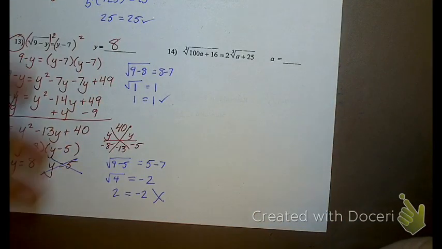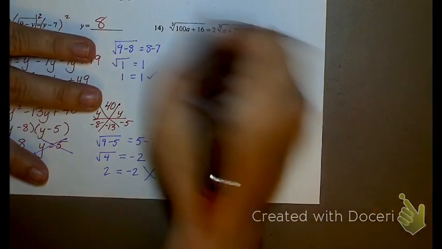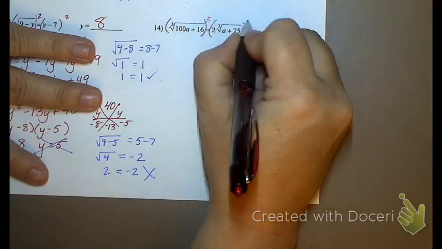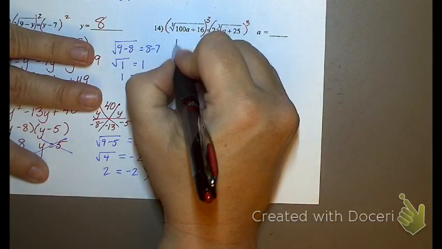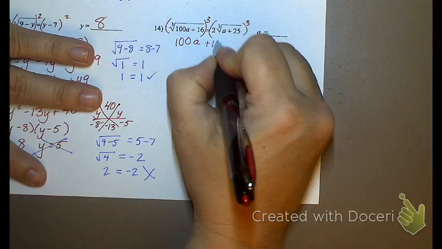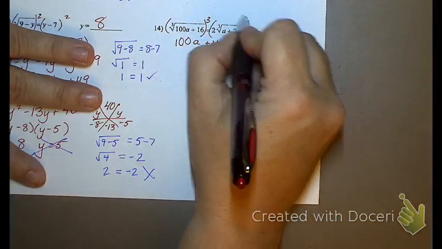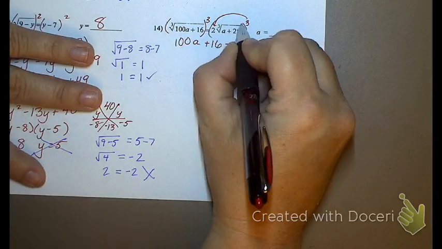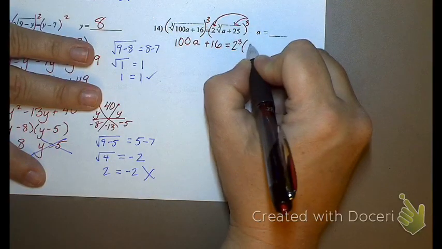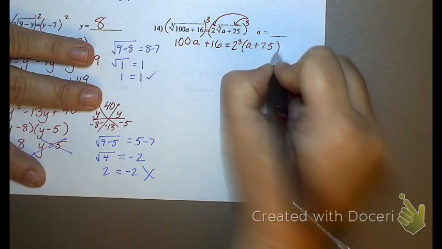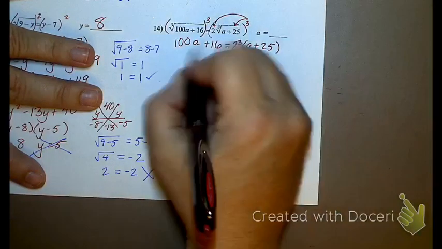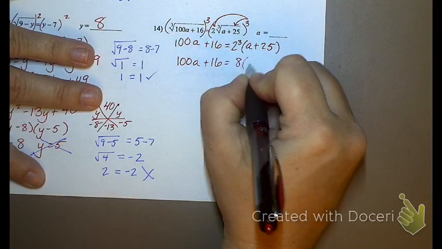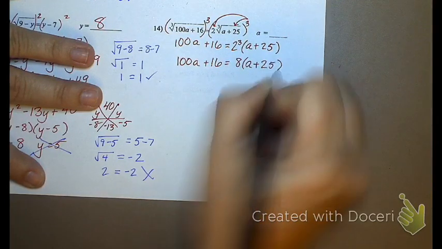Is at least one of the radicals by itself? Yes. Okay? So I can go ahead and raise both sides to what power? The 3rd power, because that matches my index. So over here I have 100a plus 16. Over here I have to distribute that to the 2, and then it makes the radical disappear when I distribute it there, leaving me with just a plus 25. Yes? So 100a plus 16 is equal to 8 times a plus 25.